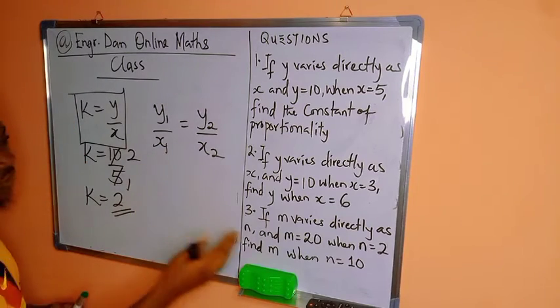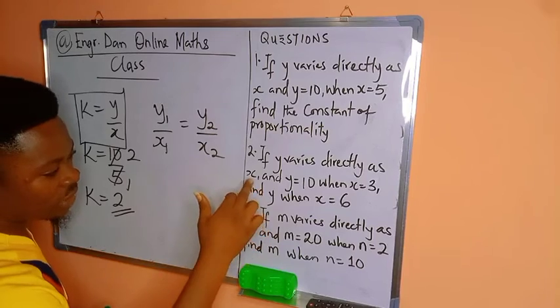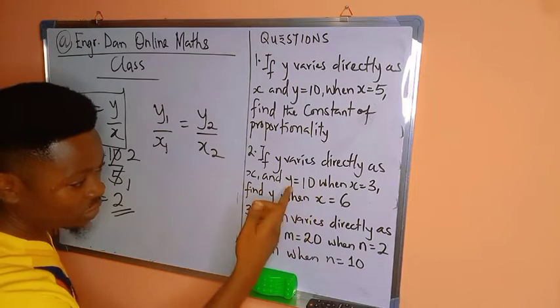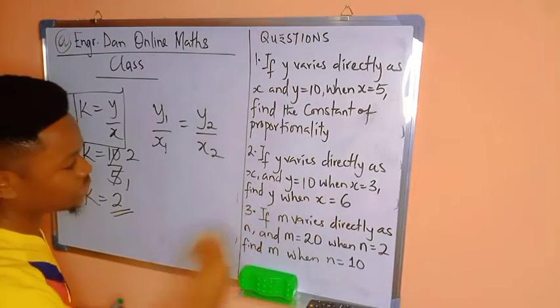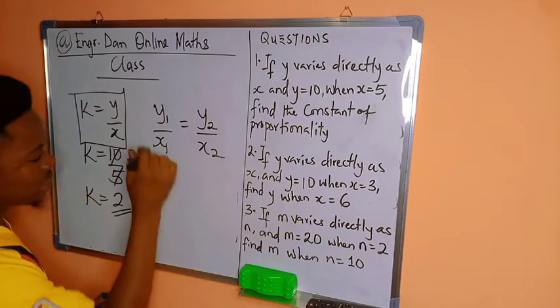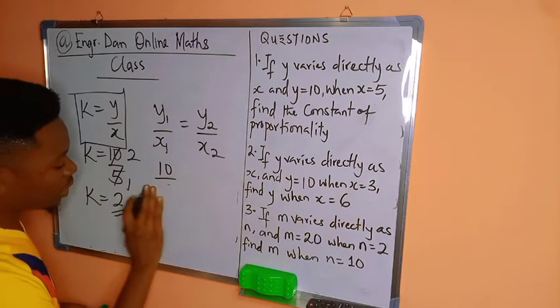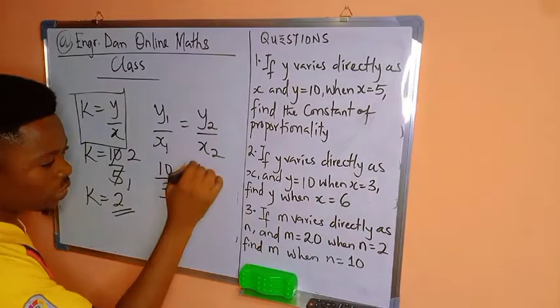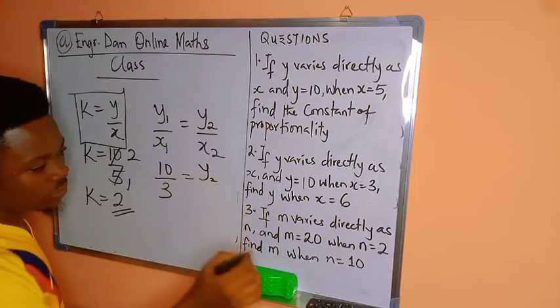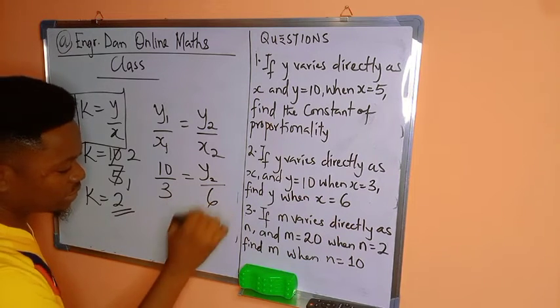Okay, let's apply this formula here for question number 2, where y equals 10. So this is y1, this is x1, and we're looking for y2 and this x2. So let's say y1 is 10, that's 10 over x1 is 3, equals y2, when x2 is 6.